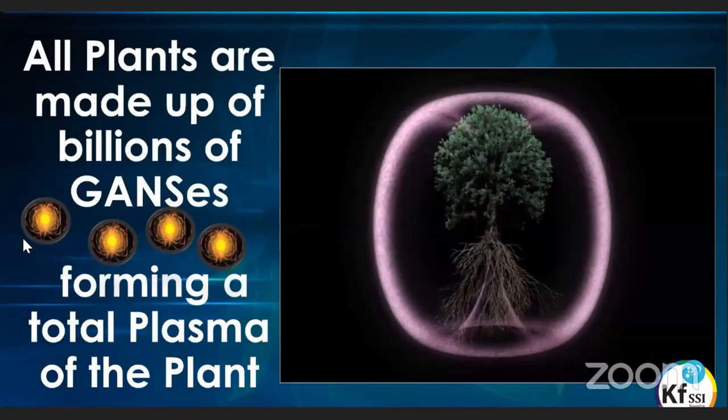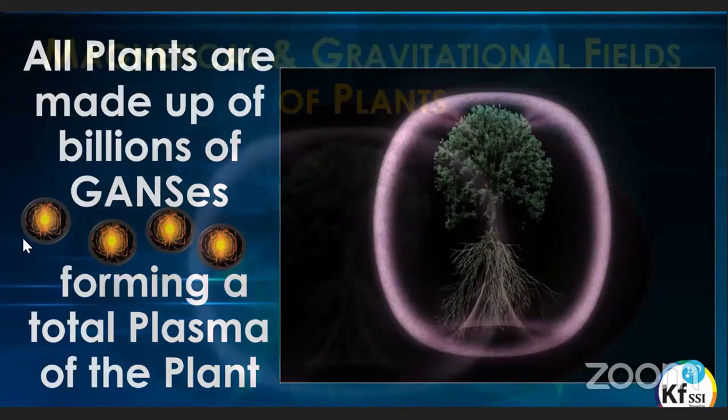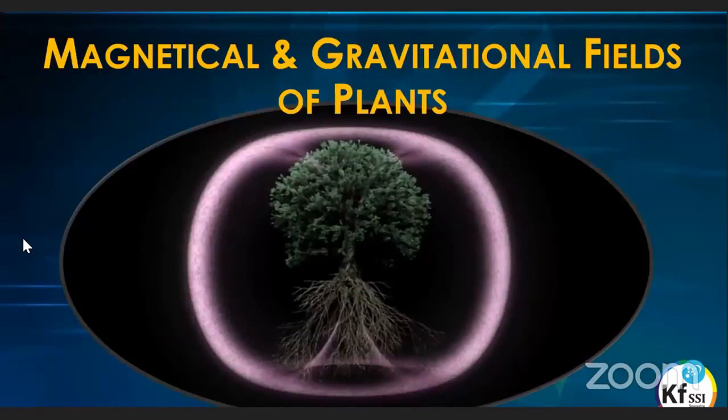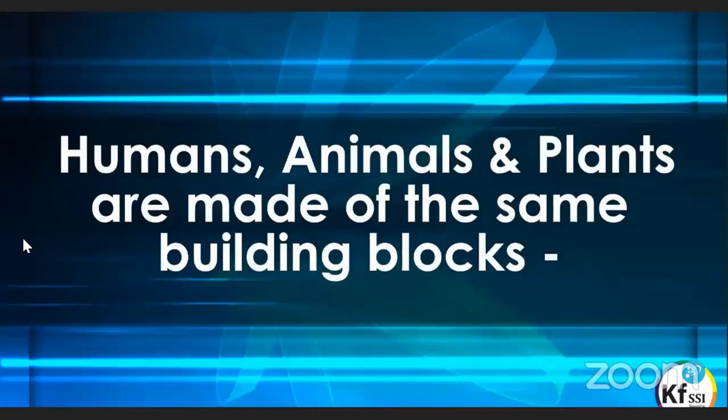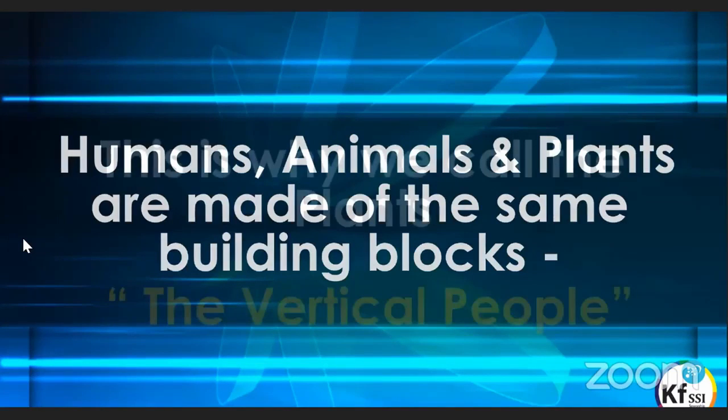And now we can start saying the same thing for the plants, because the plants are also made of billions of GANs forming the total plasma of the plant. And the plants themselves have magnetical and gravitational fields. And here we'll discover later on that the different types of plants will have different magnetical gravitational fields as well. So at the end of the day, we can say that humans, animals, plants, we're all made of the same building blocks.